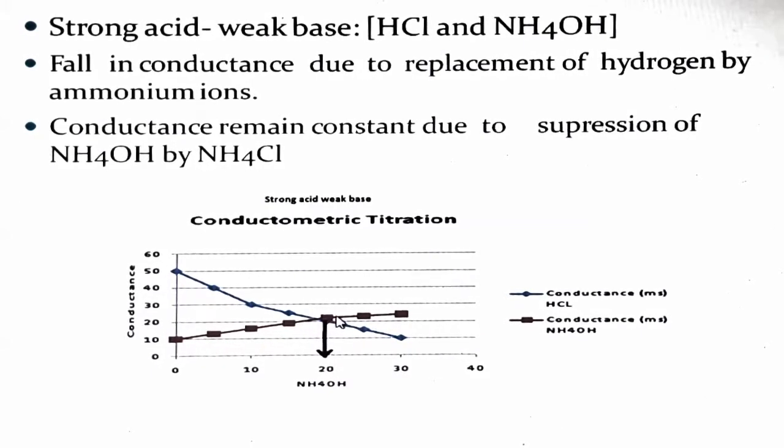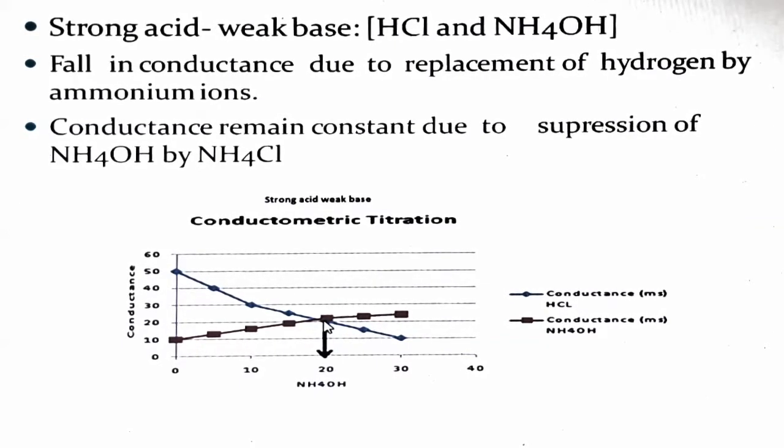So you can see a slight increase here due to formation of ammonium chloride. As we add ammonium hydroxide in excess after complete neutralization of HCl, this is the equivalence point, and the conductance remains constant due to suppression of ammonium hydroxide by ammonium chloride, because by the reaction of HCl and ammonium hydroxide, ammonium chloride is formed.